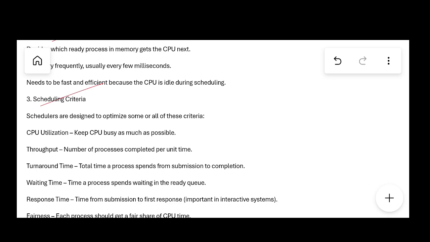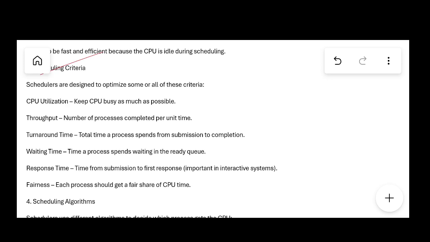Then response time, which means time from submission to first response, and is important in interactive systems like games or applications. Then fairness, basically every process should get a fair share of CPU.